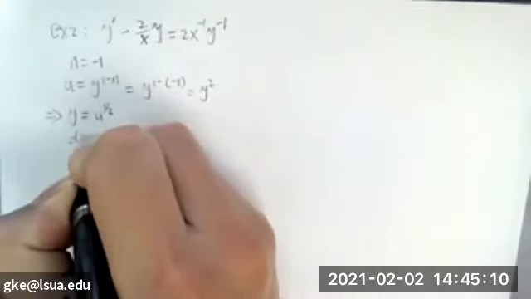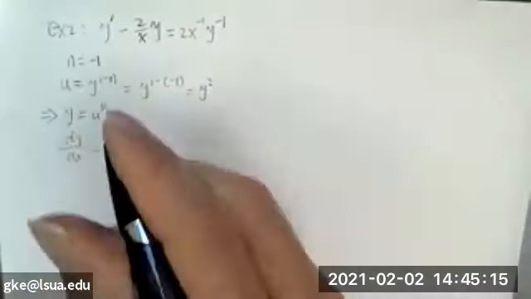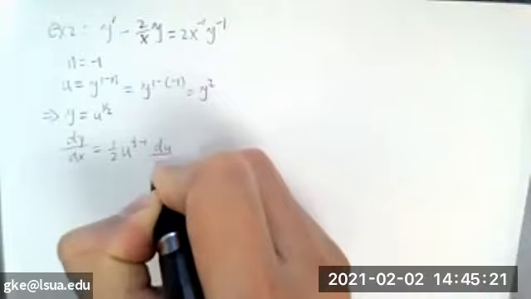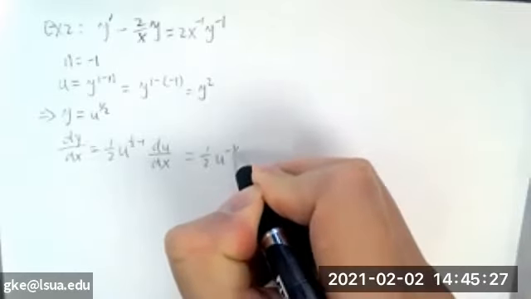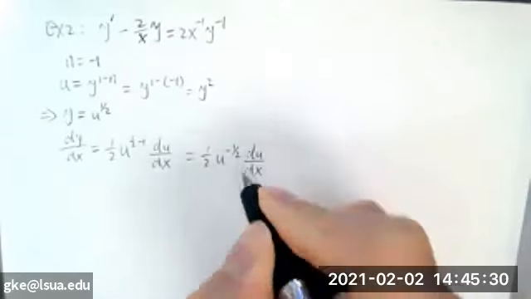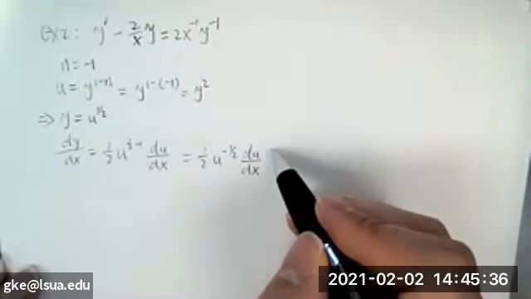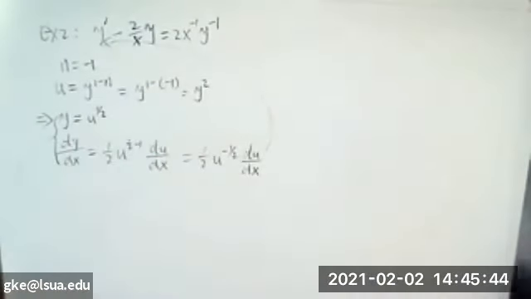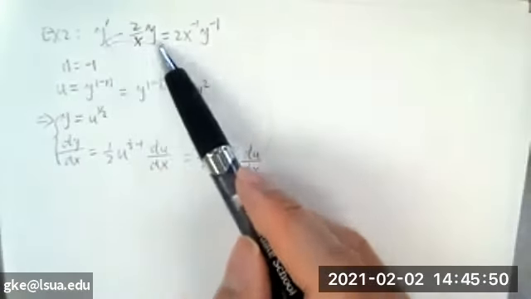Another one is dy over dx. Now we take the derivative of this. Use the power rule, and we get du over dx and the 1/2 u to the power -1/2 again. Now we can plug in. Plug this into here, and the y term is here. Use these two to substitute y prime and y.